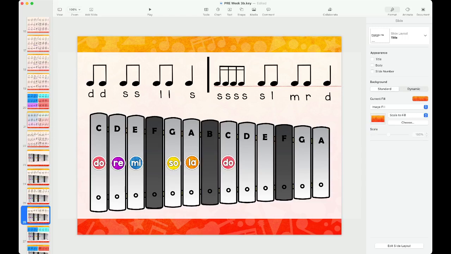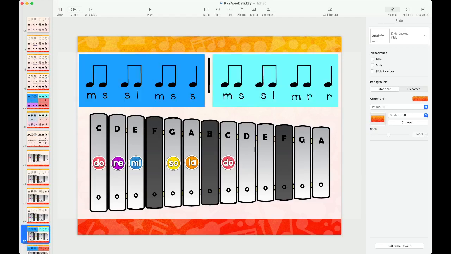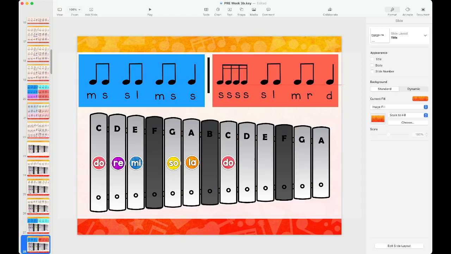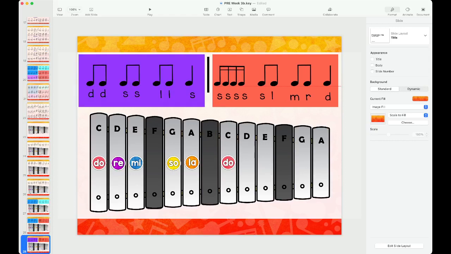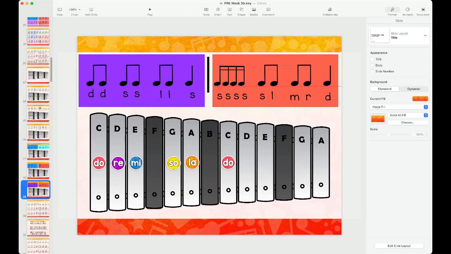Another thing you could do is use those colorful boxes. You could bring those colorful boxes back because they're used to seeing that. So having those colorful boxes behind the solfege in that top line might help them as they're decoding the song, to put that together with the xylophone visual. It might really help to have that there on the screen so they can see it.